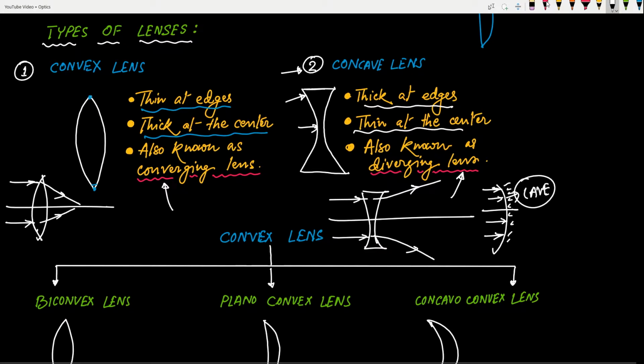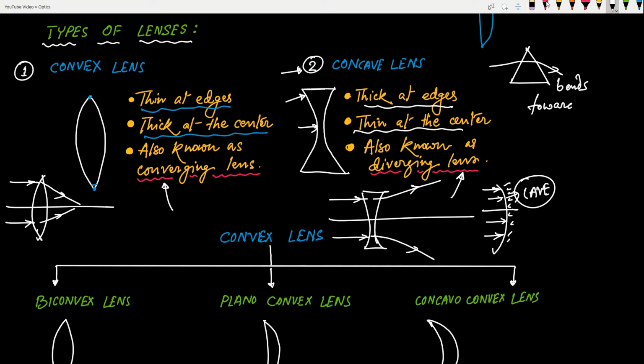Very simple. Always remember that we have already learned prism, isn't it? Remember that light always, after refraction, bends towards the base of the triangle or prism. So light always bends towards the base after refraction. Now let's look into this diagram.